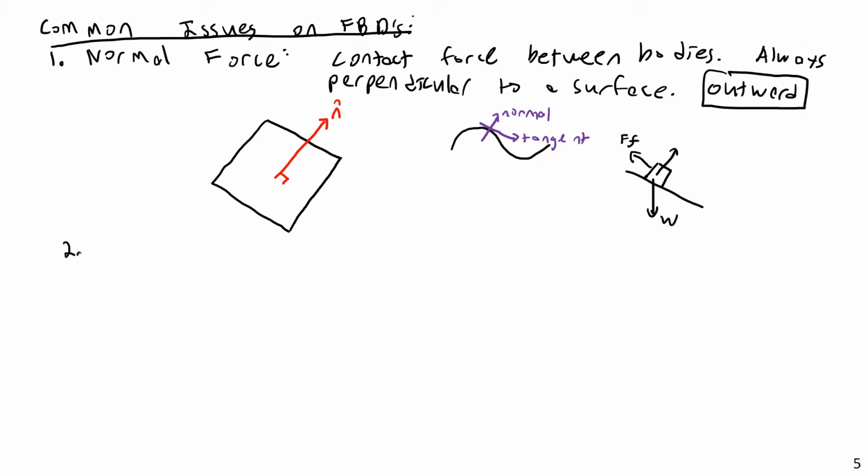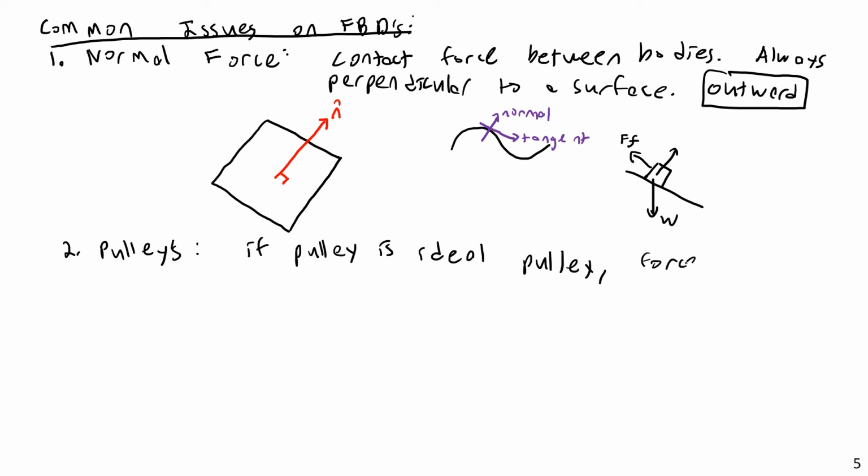Okay, 2, pulleys. Pulleys are a common source of error. If the pulley is an ideal pulley, the key thing to remember is F in equals F out. Force in equals force out.